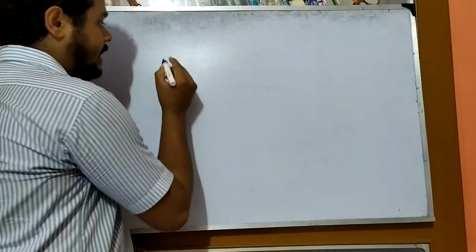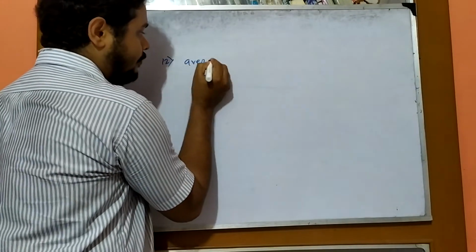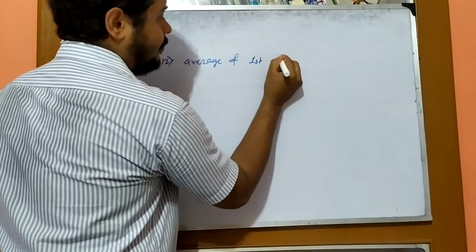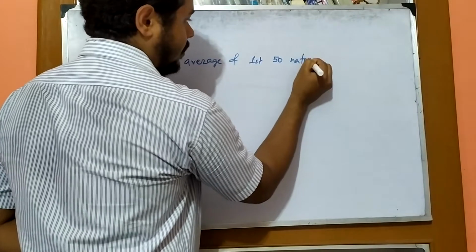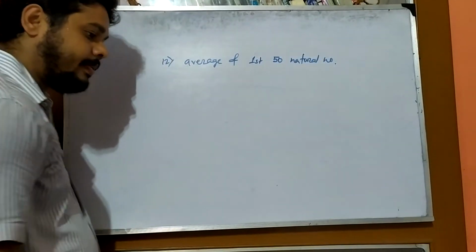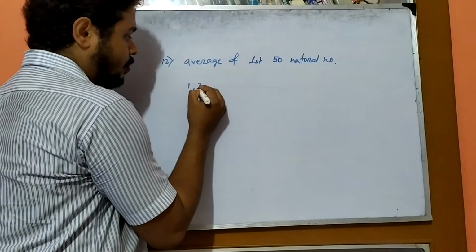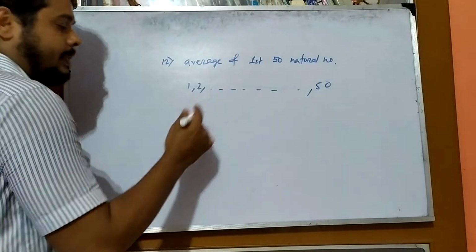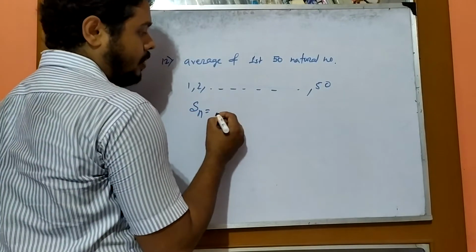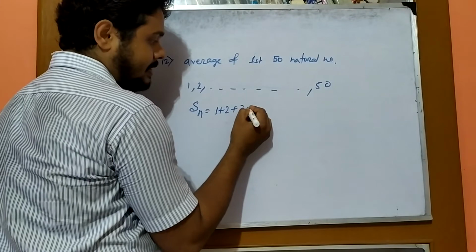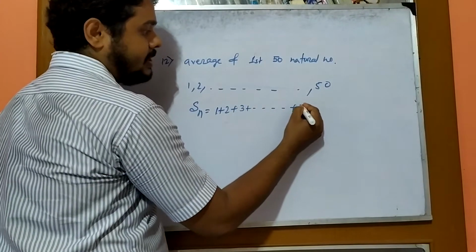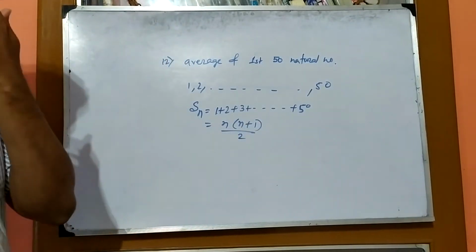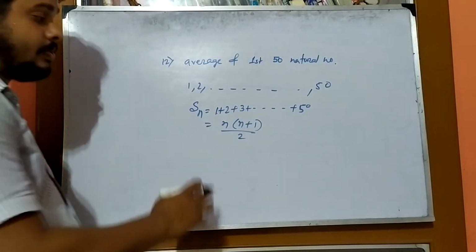The next problem is the average of the first 50 natural numbers. Very good problem. Natural numbers means we take up to 50, and the sum Sn means 1 plus 2 plus 3, using the formula n into n plus 1 by 2, that is the summation formula.